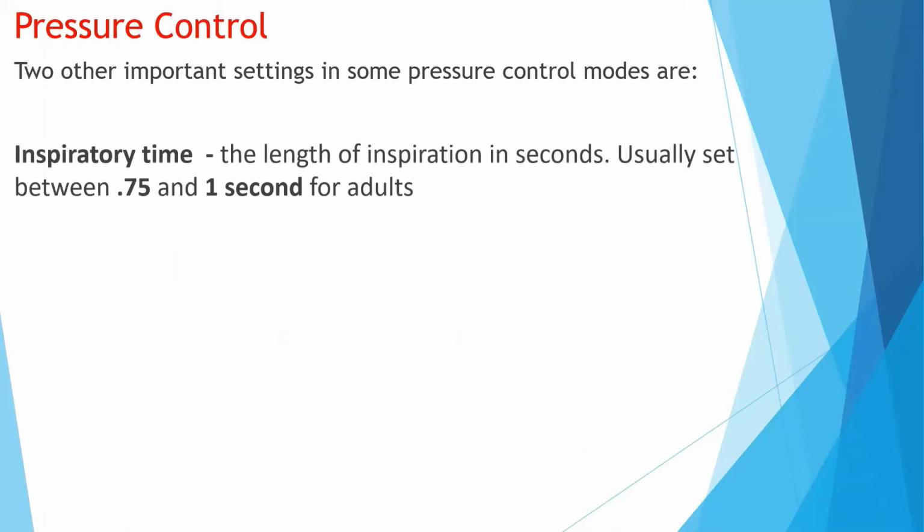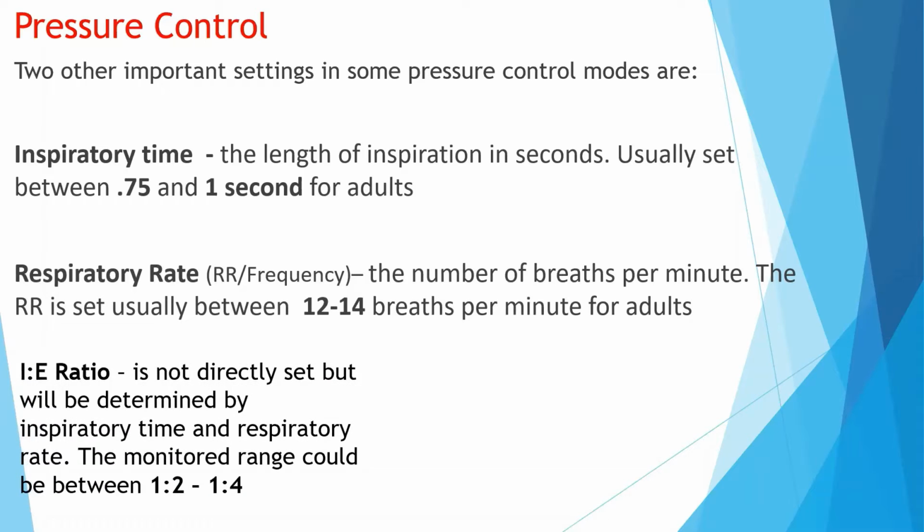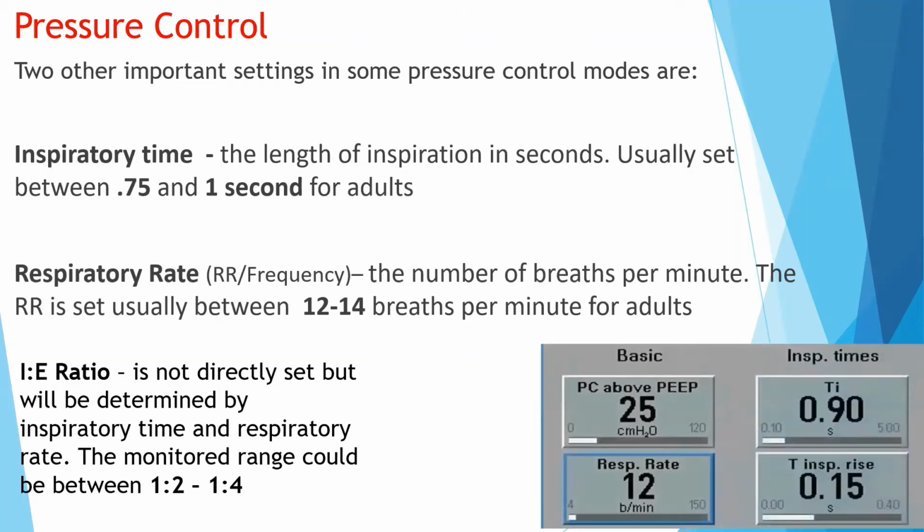Two other important settings in some pressure control modes are inspiratory time. This is the length of inspiration in seconds. It's usually set between 0.75 and 1 second for adults. Respiratory rate, just as it was set in volume control, is the number of breaths per minute. The rate is usually set between 12 and 14 or 12 and 16 breaths per minute for adults. The I:E ratio, again, is not directly set, but will be determined by inspiratory time and respiratory rate. The monitored range could be between 1 to 2 to 1 to 4.